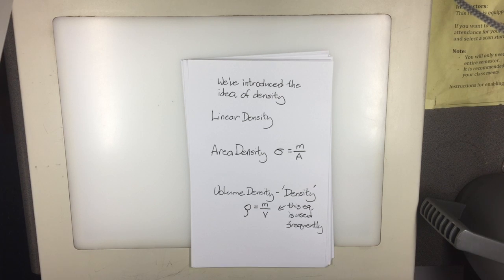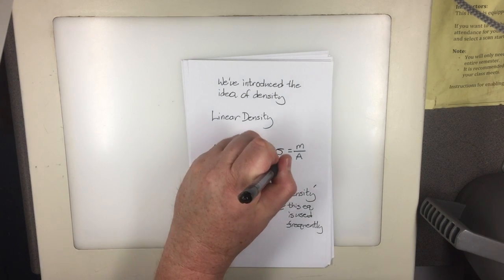It's just easier. Yes? How did you say that for the area density? It's sigma.